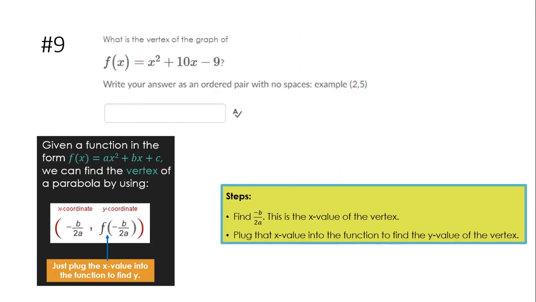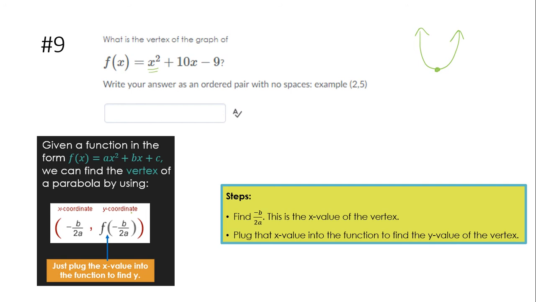Okay, number 9, what's the vertex of the graph? So a vertex is an ordered pair. When we're talking about a parabola, remember a parabola is our U-shaped graph. This one is positive out front, which means it's going to open upward, and that means that my vertex is going to be down here. It's going to be that minimum value.